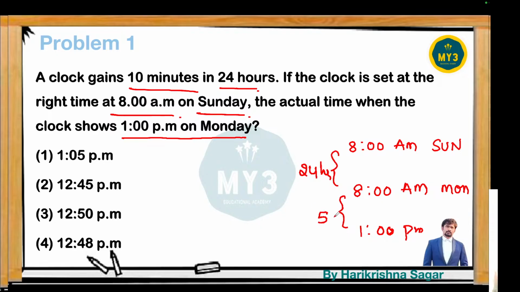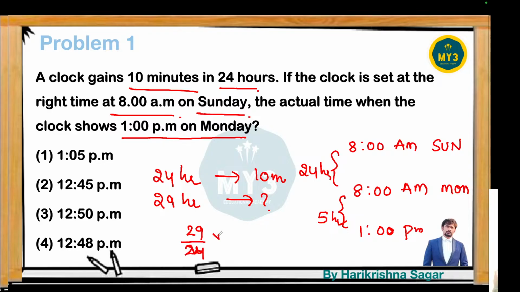So what is the actual loss you need to find out? For every 24 hours of time, the loss is only 10 minutes. Then for 29 hours of time, what is the loss you can calculate? So 29 divided by 24 into 10. You can further simplify this. Approximately you will be getting a little more than 10. So you can check that and make the answer choice.